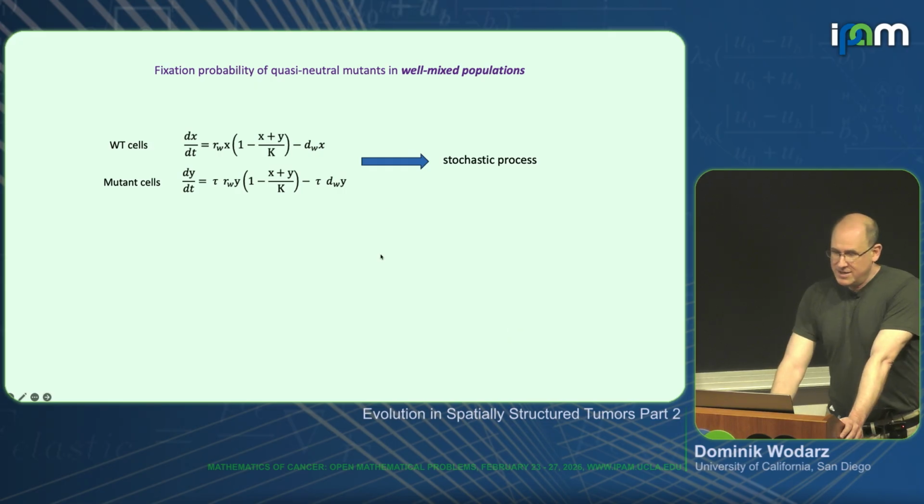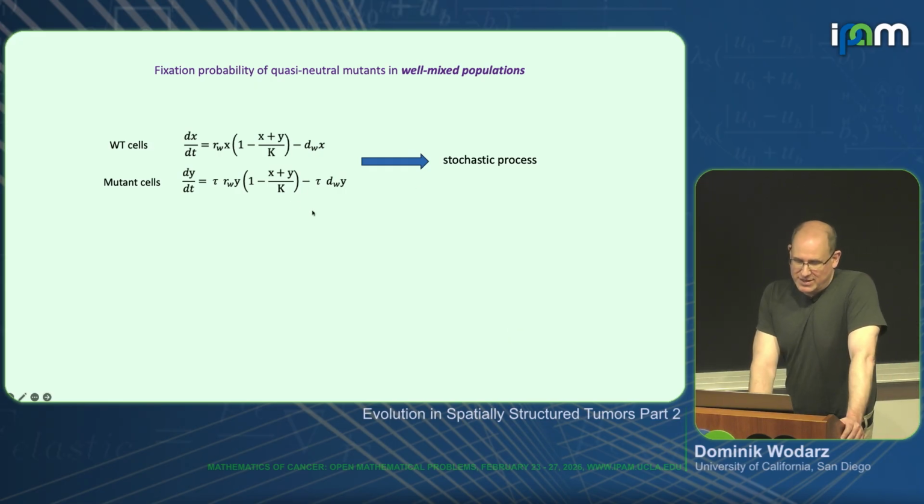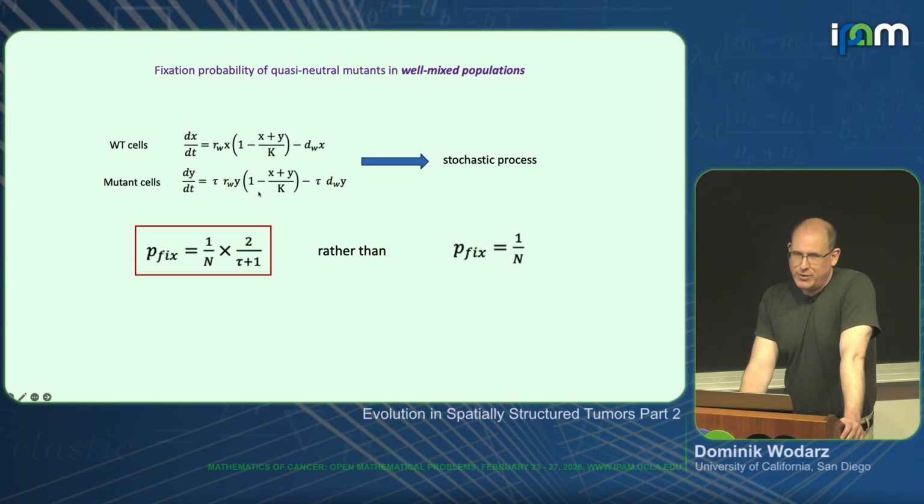So you can study this by running stochastic processes of this kind of Lotka-Volterra competition ODE, and then you can look at the fixation probability of those mutants. And remember that for a neutral mutant, the fixation probability is 1 over n. What Plotkin et al. found was that it is not 1 over n, but 1 over n times a corrective factor, where the turnover is in the denominator here. So it's lower fixation probability than neutral.